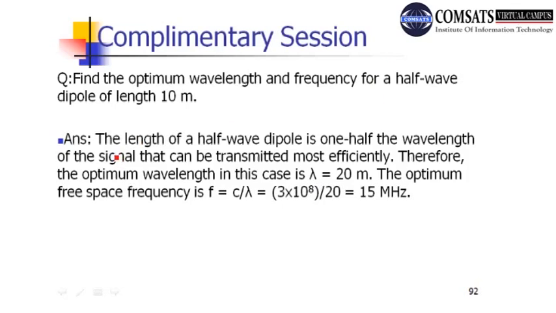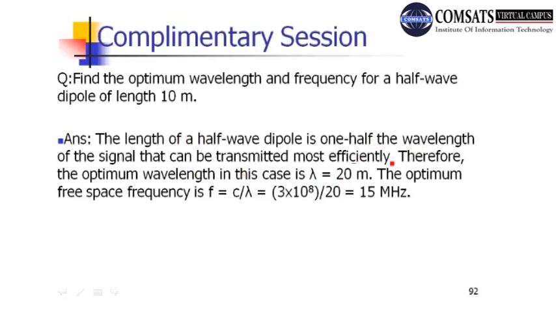What we need to do is use the formula F is equal to C over lambda. The length of a half wave dipole is 1/2 the wavelength of the signal, as we already know when we talk about the antenna. So there is a correlation between the frequency and the antenna size: 1/2 the wavelength of the signal that can be transmitted most efficiently.